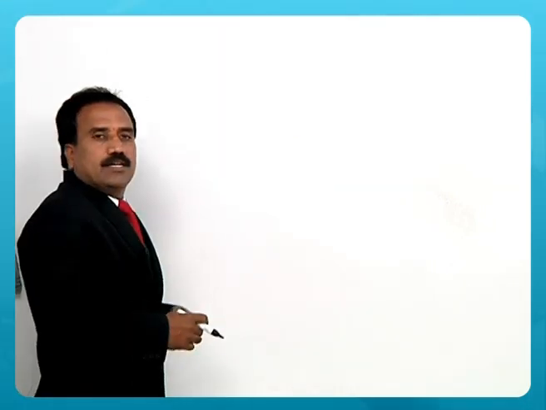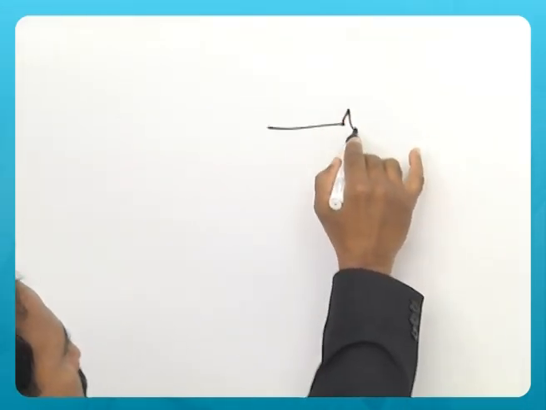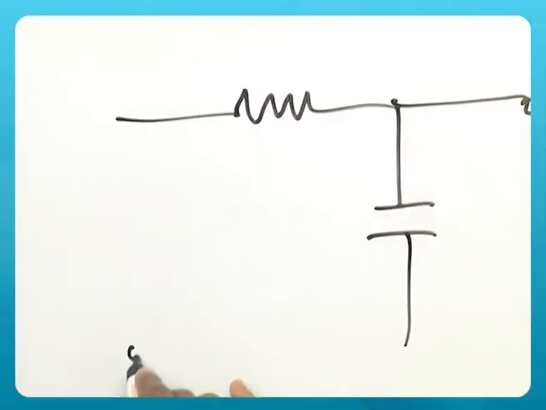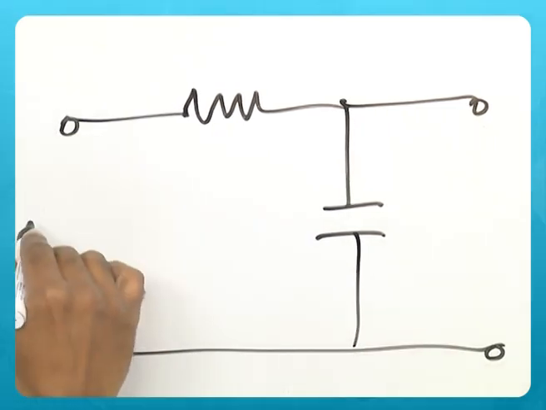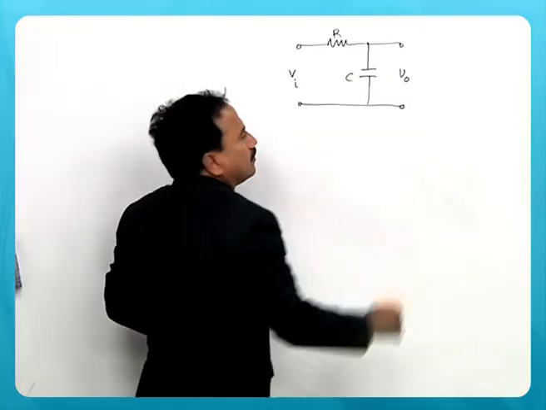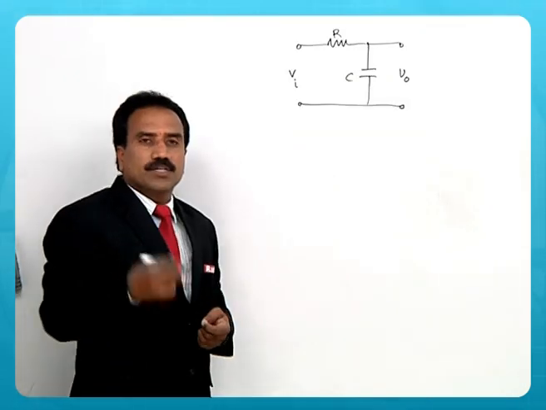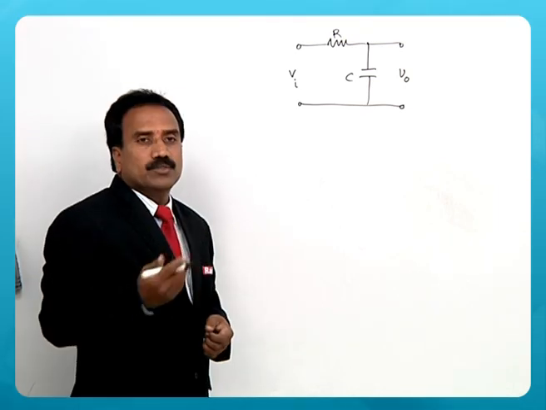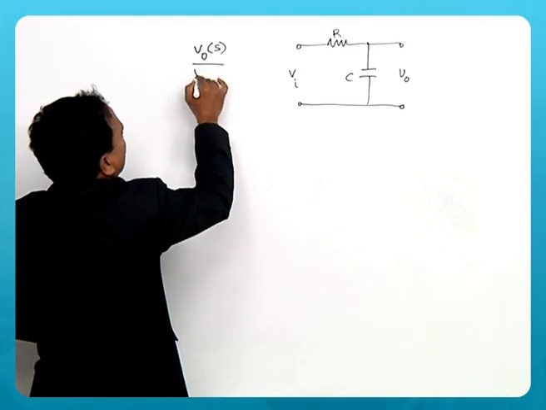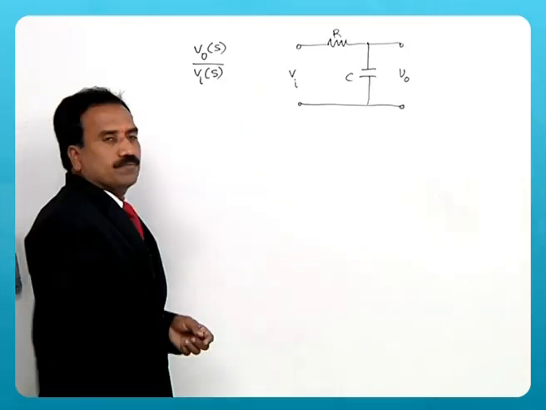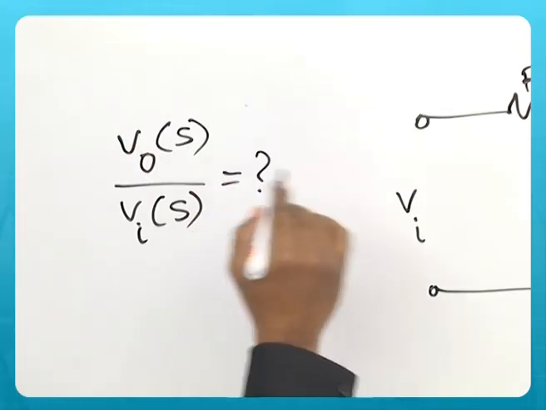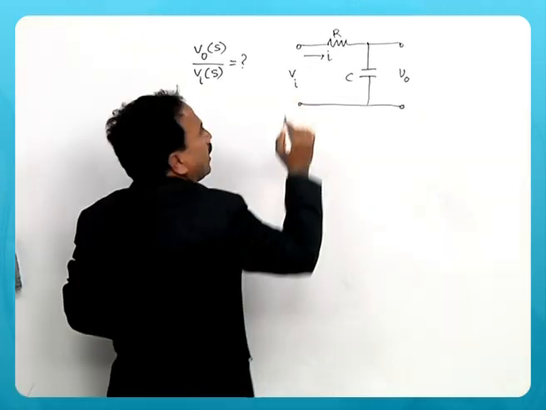Let us consider a simple example which was given even in the earlier class. This is a simple circuit given in the previous class also to find out the transfer function. Suppose you are asked to find out V0 of s by Vi of s. So, how do we start? Of course, it is simple. Let us consider the current is I.